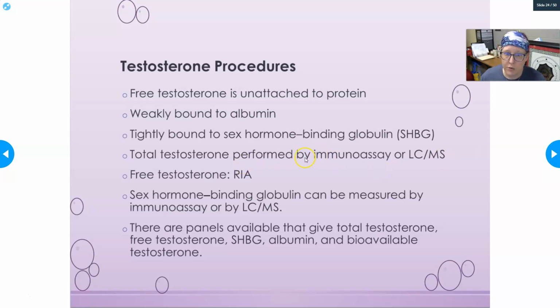Total testosterone can be performed by immunoassays or liquid chromatography mass spectrometry, and free testosterone can be done by radioimmunoassay. The sex hormone binding globulin can be measured by immunoassay or by liquid chromatography mass spectrometry. And there are also panels available that will give you the total testosterone, free testosterone, sex hormone binding globulin, albumin, and the bioavailable testosterone.